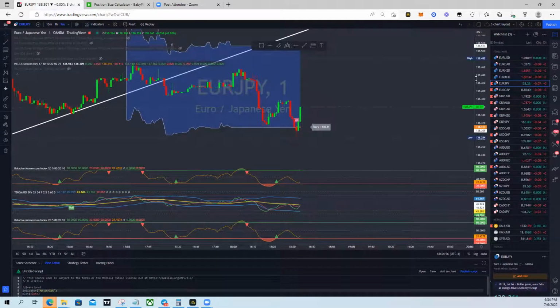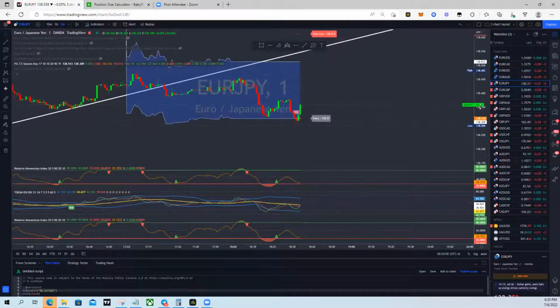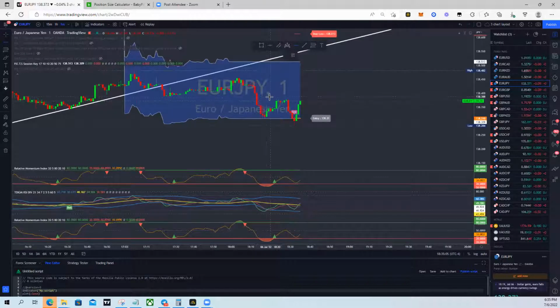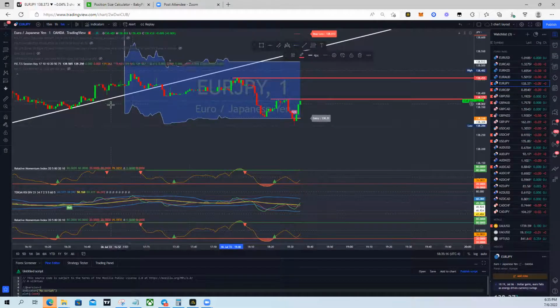So it's not valid yet. As you can see, it's back inside the zone. But what we want to do is prepare ourselves. What are our levels of interest? Here's a level of interest here, which is where it's at now. There's another level of interest here. And then ultimately you have the top of our zone. So as long as it respects the top of the zone, notice the stop loss is at the high.